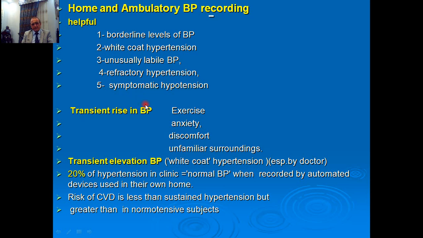And the other is symptomatic hypotension. Remember that there will be a transient increase in blood pressure whenever the patient has exercise, anxiety, discomfort, and unfamiliar surroundings. These will cause transient elevation of blood pressure, which is called white coat hypertension, especially when checked by a doctor. And it has been found that 20% of such people have a normal blood pressure when recorded by automatic devices. And the risk of cardiovascular disease is less than with sustained hypertension, but even greater than normal.